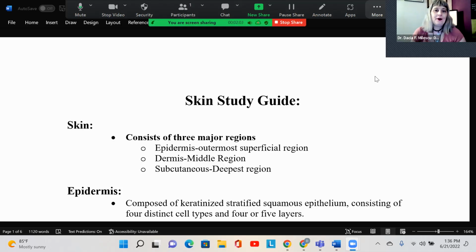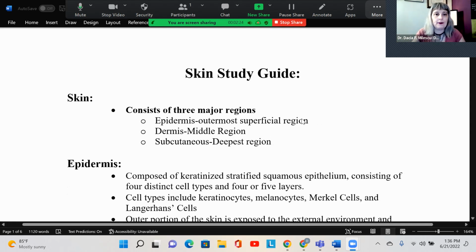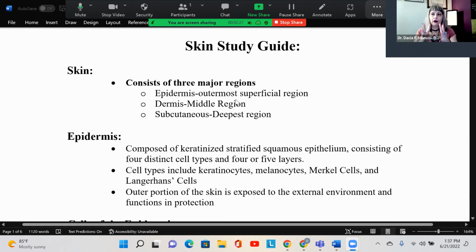Hello, I'm Dr. Molescu, and I'm going to do a short lesson on skin, the anatomy of skin. Hopefully, this study guide will really bring it home in terms of understanding the terminology, identifying the structures, and understanding the function of the structures with respect to the integumentary system.